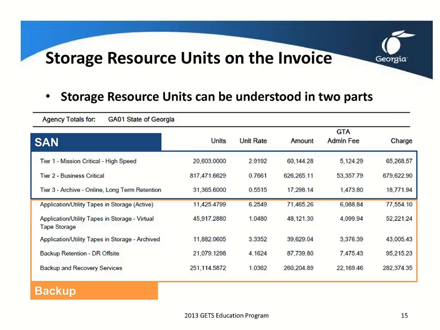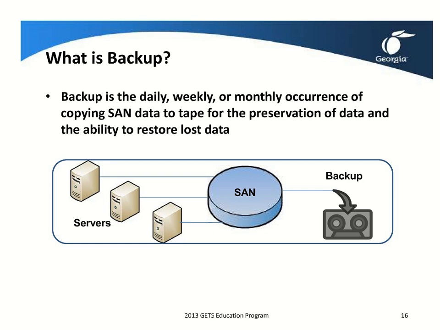So now that we've gone over an overview of SAN, we're going to move to backup, which we have 5 RUs, 4 of them being the legacy RUs, and then the last one, backup recovery services, being part of the new transformed solution. So, what is backup? Well, backup is a daily, weekly, or monthly occurrence of copying SAN data to tape for the preservation of that data and the ability to restore lost data. It's pretty straightforward. So you can see in the diagram here, it looks just like the one we saw before for SAN, but you can see that backup is attached to SAN and represents that activity.